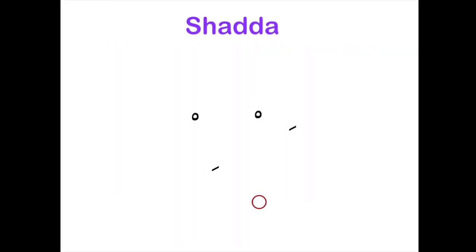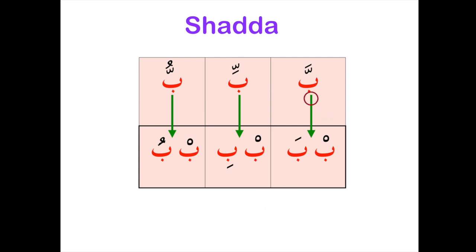So how would that look in Arabic? Let's take just any random letter. I've taken the ba, but it will be the same for every letter with this symbol on it. If we have a ba with a fatha on it, what does that mean? If you split it up, it becomes a ba with a sukoon and then a ba with a fatha. Always the sukoon part of the double letter comes first. Here we have a kasra, so we would have the ba with sukoon first, and then the ba with the kasra.